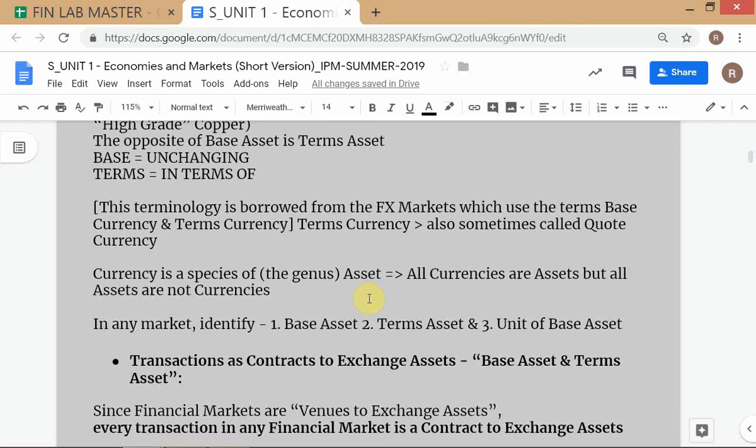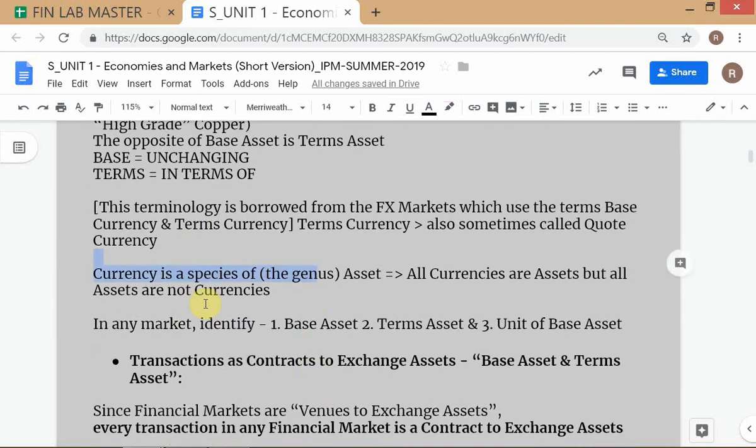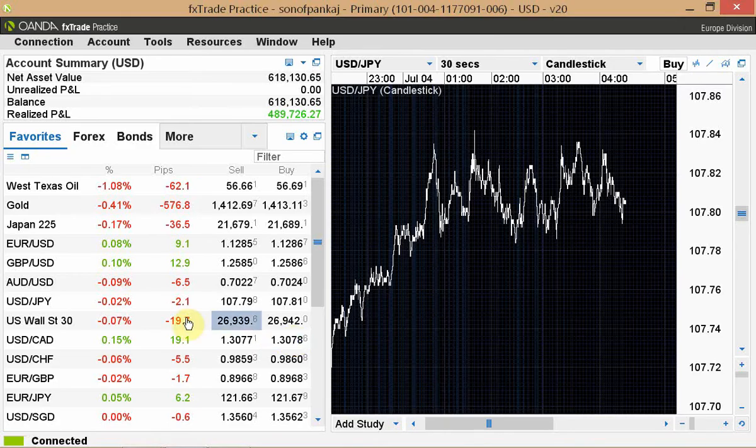If anybody asks you, you can say that it's been borrowed from the currency markets, where it's an established practice to call it base currency and terms currency. So we will expand this list later on, but at this stage, in every market you have to establish what is the base asset, what is the terms asset, and what is the unit. When we are looking at a market, you should try to identify these aspects. So let's look at some of the currency markets.